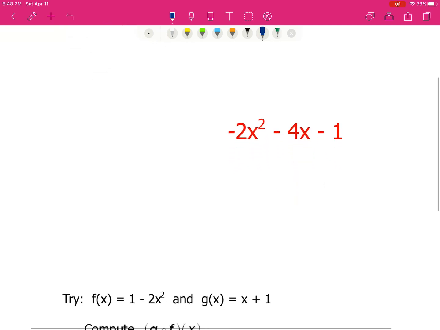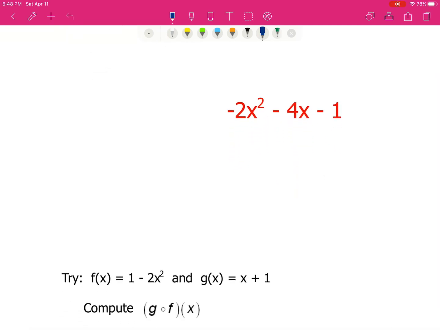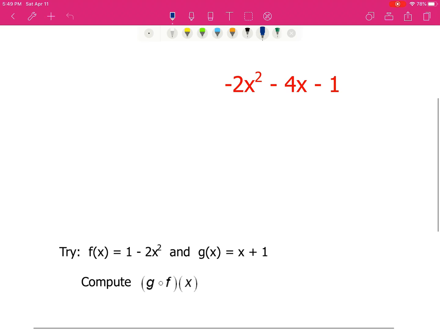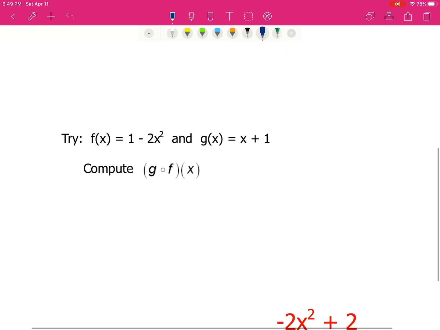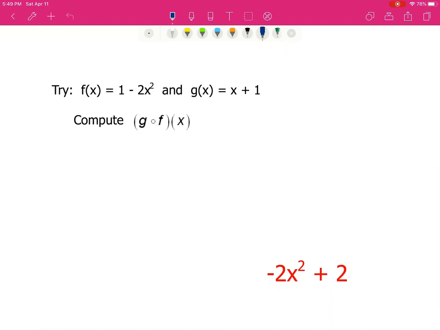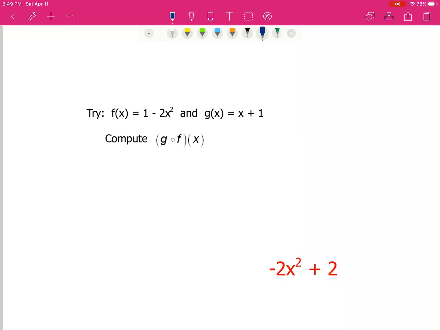Now we're going to have another try. This time compute g of f of x and see what you get for that one. So go ahead and press pause, and when you're ready to see the answer, hit play. So here we have the answer, negative 2x squared plus 2. So hopefully you're feeling pretty good about these. We're going to go through and try a couple more numerical examples.